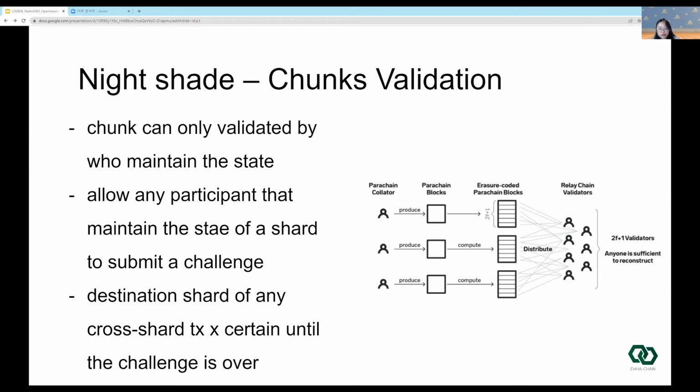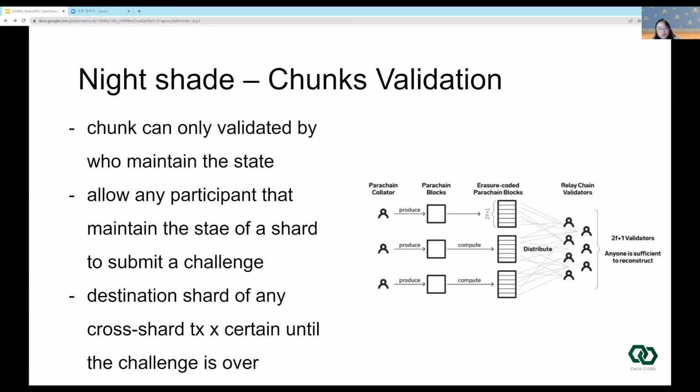When the next block is produced, it contains attestations of multiple block producers and validators, but since the majority of block producers and validators do not maintain state for most shards as well, a block with just one invalid chunk will collect significantly more than half of the attestations and will continue being on the canonical chain. To address this issue, we allow any participant that maintains the state of the shard to submit a challenge on-chain for any invalid chunk produced in the shard.